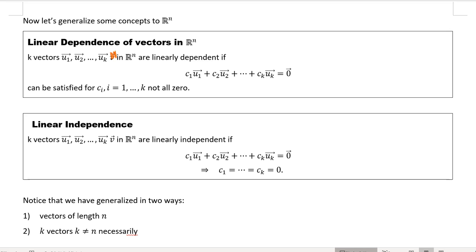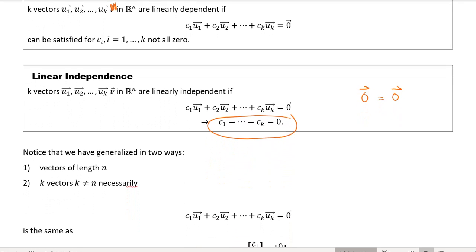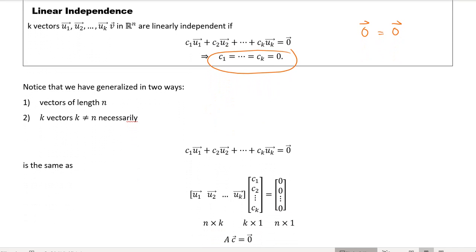If one of c1, c2, ck is not 0, then those vectors are linearly dependent. But if all of them are zeros, then this equation is just like 0 vector equals 0 vector. It tells us nothing, so no relationship among those vectors. That's why they are linearly independent. Okay, so the idea is very similar. We just extend the dimensions.